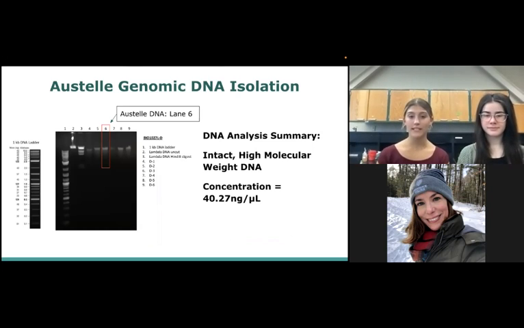After we purified the phage, we did a DNA analysis. What you can see in comparison to one of our controls, phage lambda in lane 2, is that Austelle's DNA is of a similar high molecular weight, indicating an intact, high-quality genome. The concentration was 40.27 nanograms per microliter.